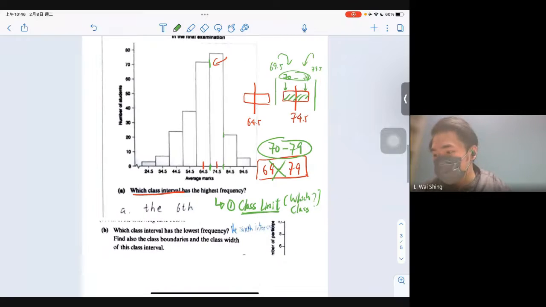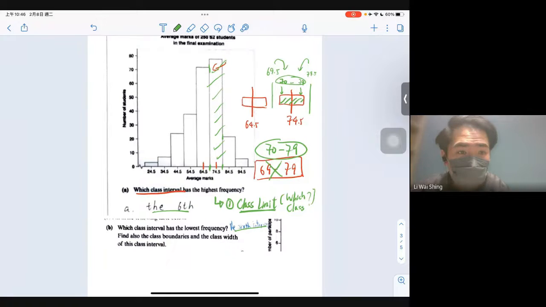However, some of you just give me the 6th interval, the 6th interval. Sorry, you found the correct interval, you found the correct bars, but this is not the answer I want. Can you all follow?